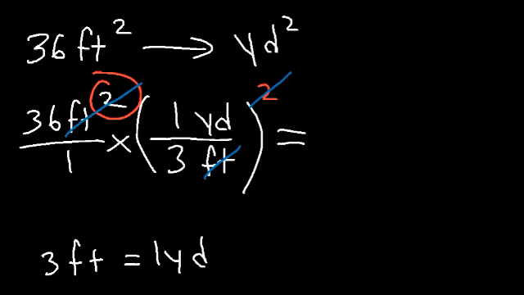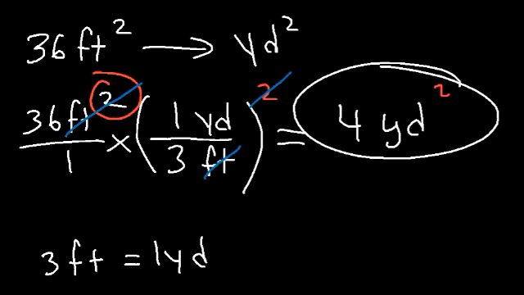So 36 divided by 3 is 12, and 12 divided by 3, a second time, is 4. So it's 4 square yards. This is the same as 36 divided by 9, which is 4.